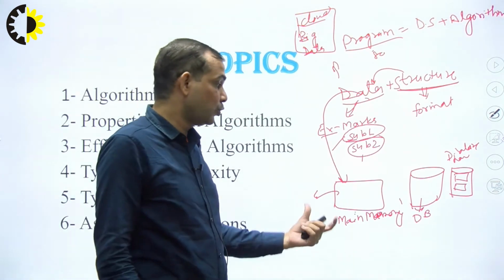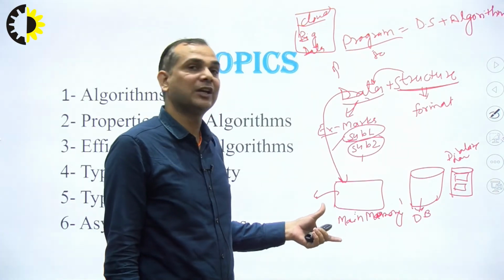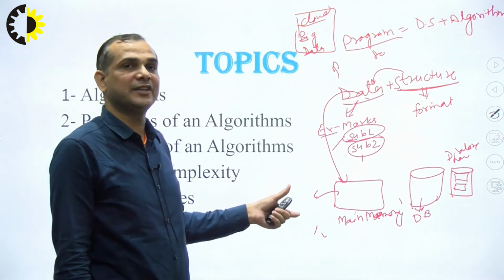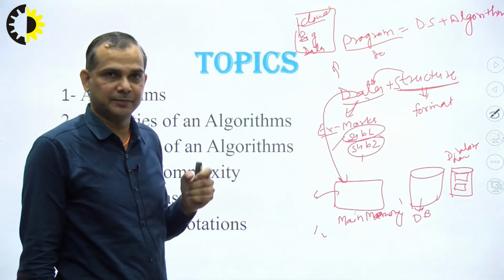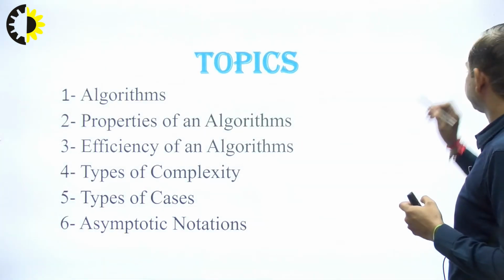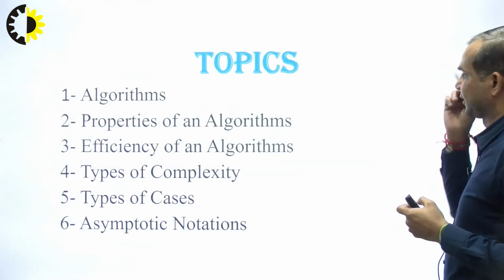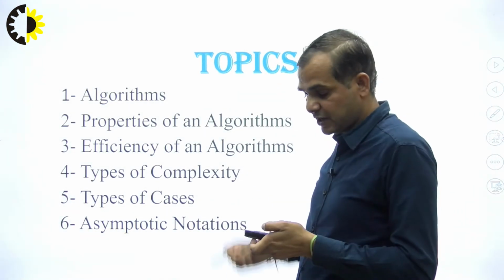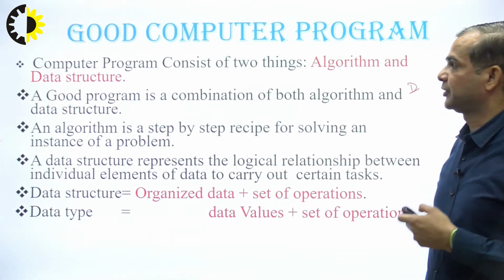So if it is stored in the computer memory, we can easily execute and efficiently access this data. Okay, so this is the main reason why we are using this data. Now we have to start the first topic, that is the algorithm.